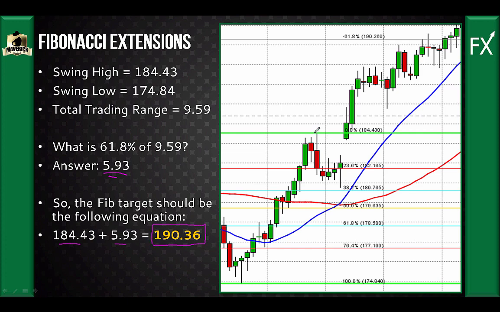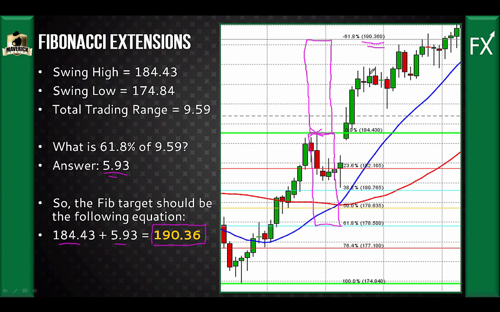Notice, here's the prior swing high. Here is the distance of the 61.8 to this, which happens to be $5.93 or 593 on the pip count for this yen pair. 593 projected upward is the same amount. And guess what that is?